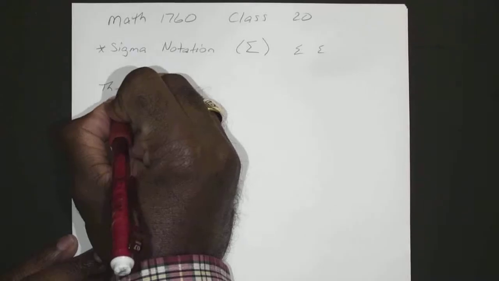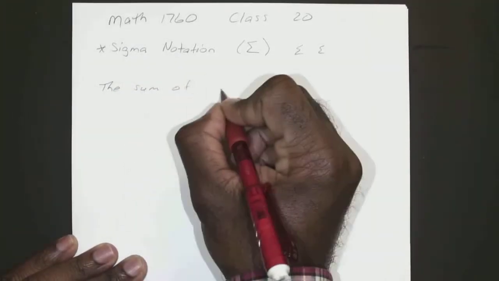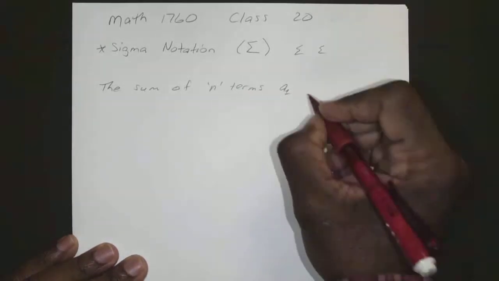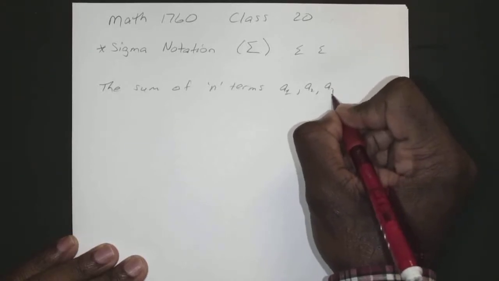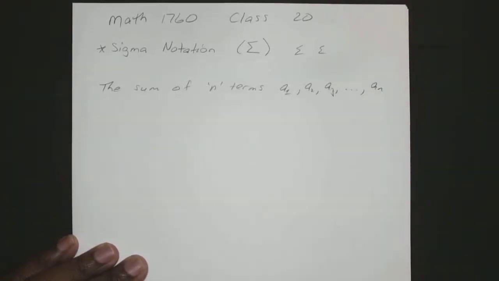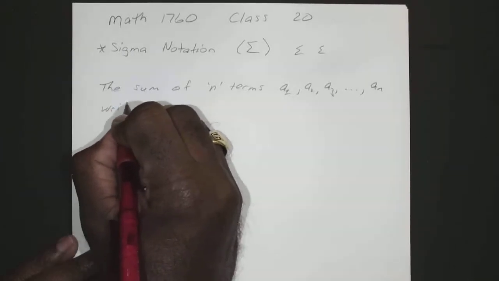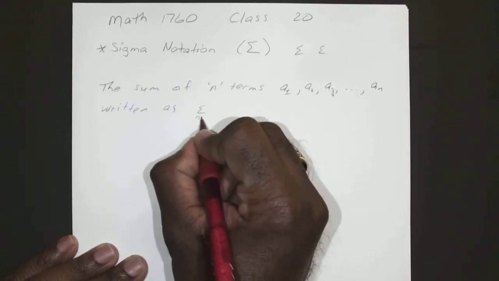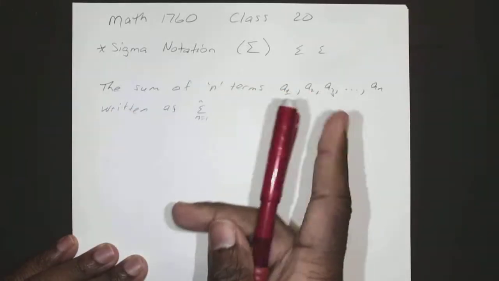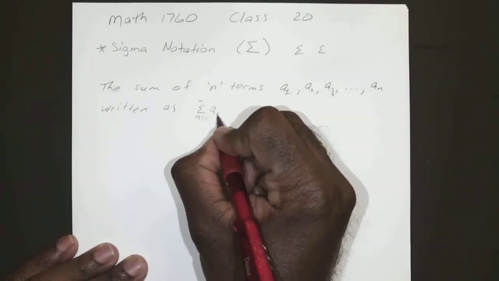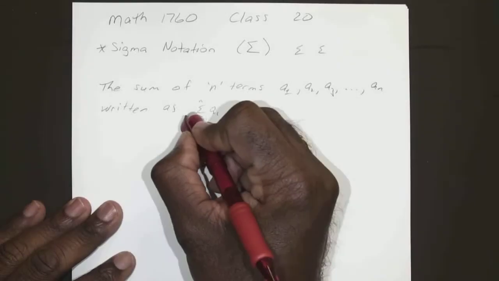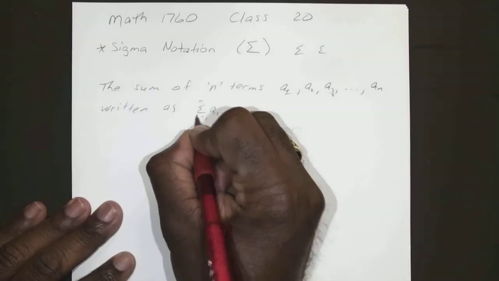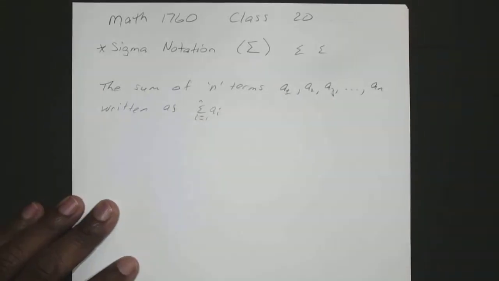Okay, so if we have, let's say, the sum of n terms. Let's say if you have the first term, the second term, the third term, all the way to some nth term, where it's written as the sum from n equals 1, not to infinity, to n, of some a, actually instead of n, let's put I, from I equals 1 to n of a sub I.